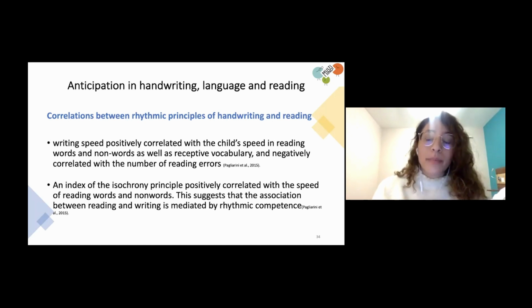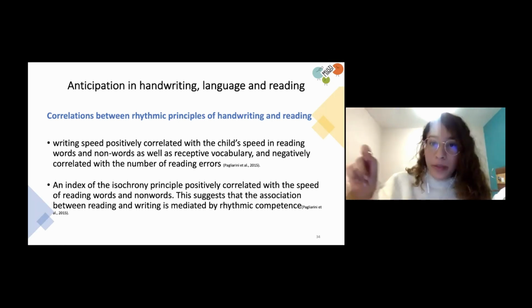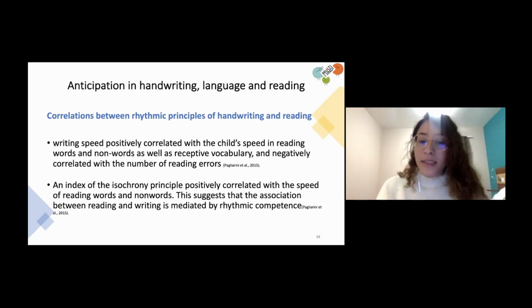But also, researchers have found that the ability of a child or a person to comply with the isochrony principle of handwriting, which is basically writing faster when we write a big word, seemed to be positively correlated with the speed of reading words and non-words. So those who were able to write faster when they wrote bigger were also able to read words and non-words faster. And this suggests that there is a correlation between handwriting and reading that is anticipated by rhythmic competence.